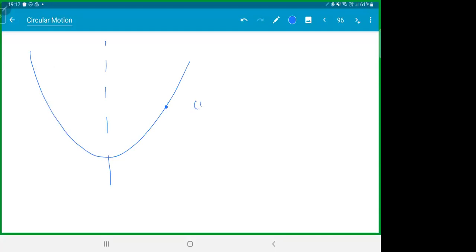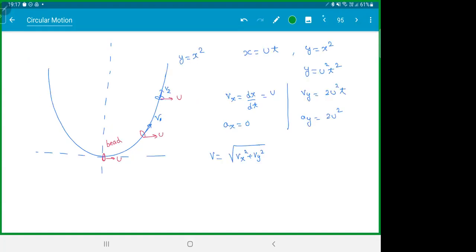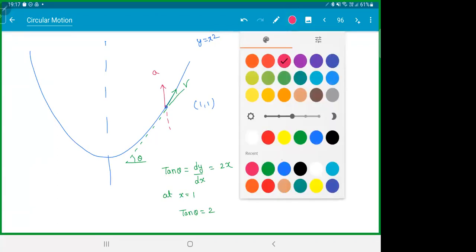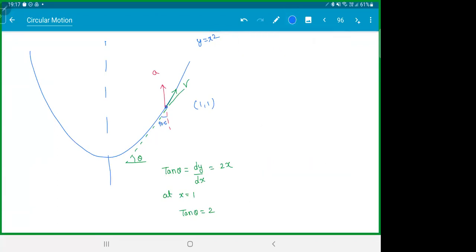So at 1, 1, the acceleration is in this direction. There's only ay. Velocity is in this direction, v. I can find this angle theta, where tan theta is dy by dx. Y is equal to x square, so that would be 2x. At x equal to 1, I get tan theta is equal to 2. So if this angle is theta, this angle would be 90 minus theta, and this angle also will be 90 minus theta.